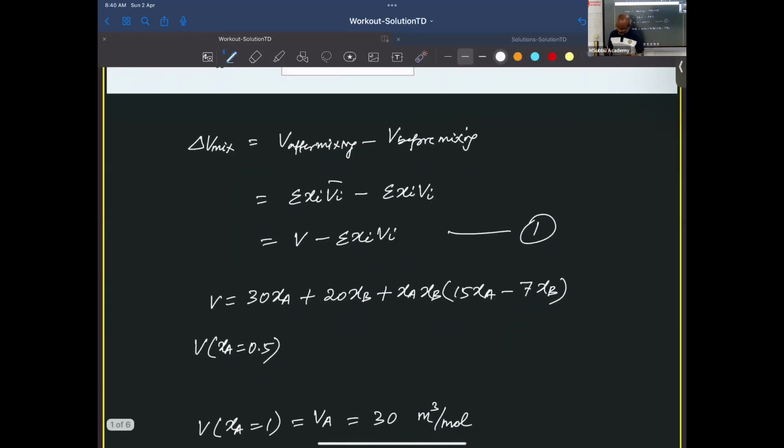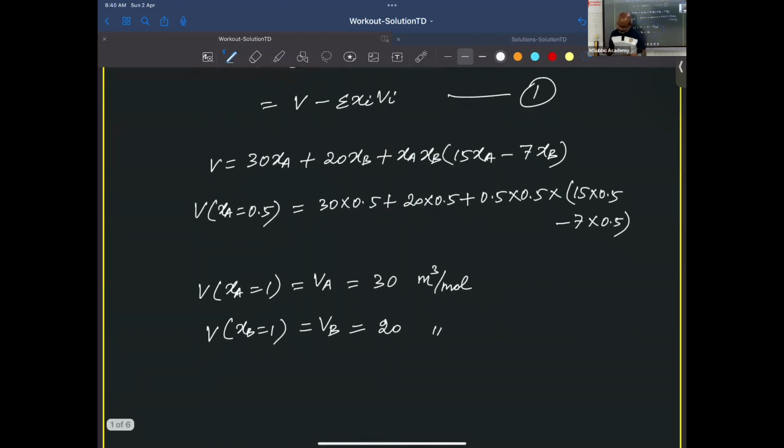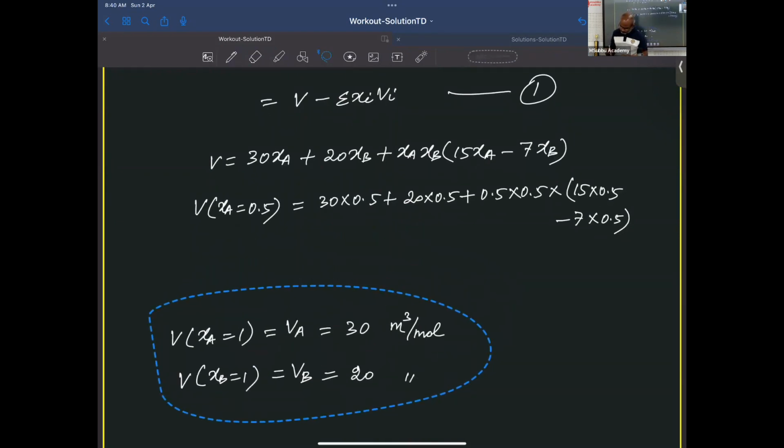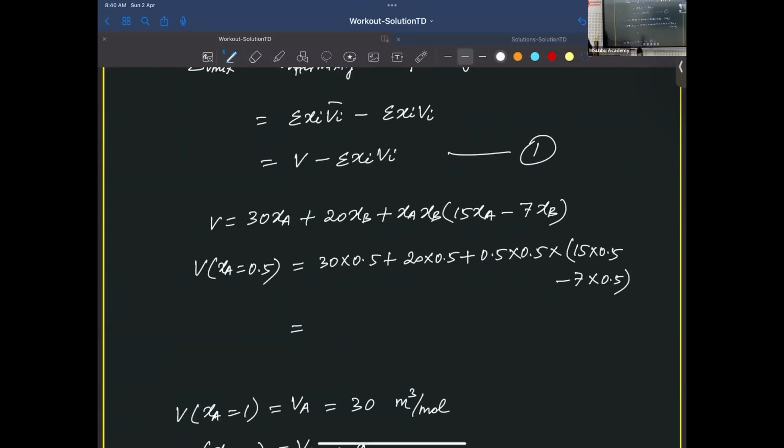So V at xA equal to 0.5, and xB also 0.5, because it is 50-50. So 30 multiplied by 0.5 and 20 multiplied by 0.5 plus 0.5 into 0.5 into 15 into 0.5 minus 7 into 0.5. Let us keep this. So now let us get V at xA equal to 0.5. We'll take the calculators.